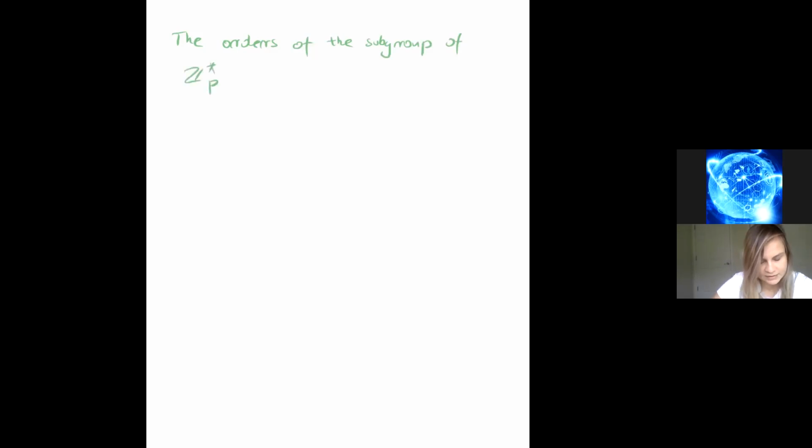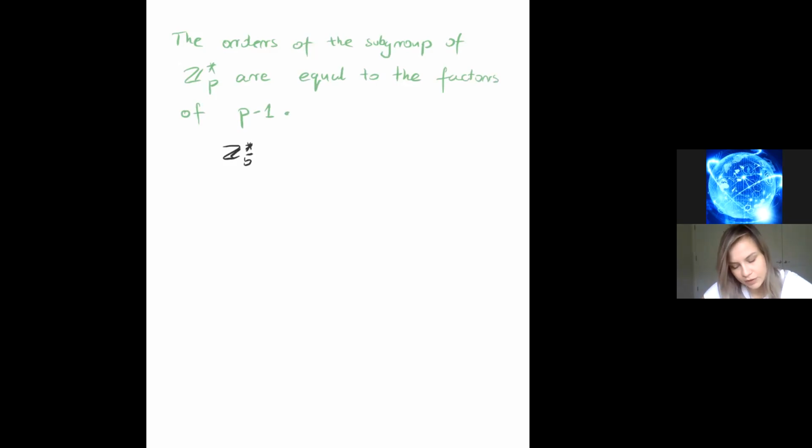So if we have this group and those orders, they are equal to the factors of P minus 1. Okay, so going back to our previous group. For this group, what we have here is a subgroup generated by 1.